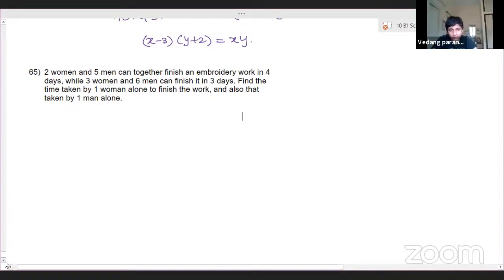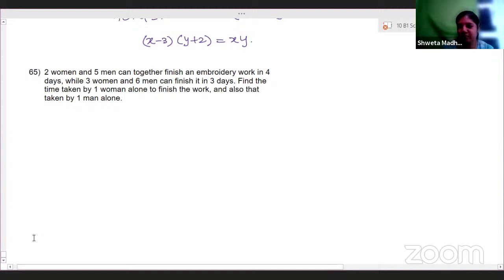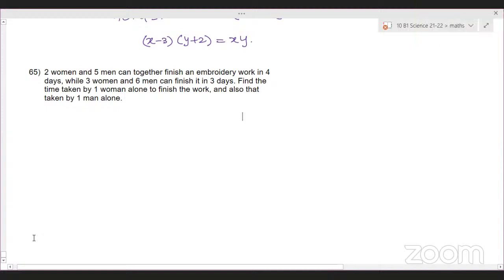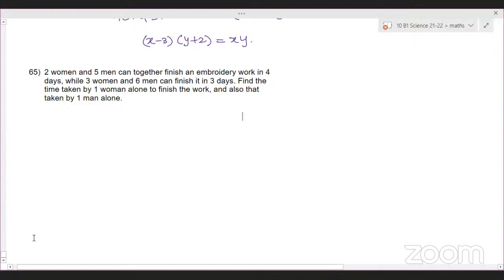Ma'am, in this, should we take work done as x? No, it's somewhat different. No, no. Wait. Mark this question. Very important question. Somewhat trickier. Here, we have to use direct and inverse proportions. We have to find out first here. Everyone completed the earlier question, the 66th one? Have you finished? Yes, ma'am. Okay.